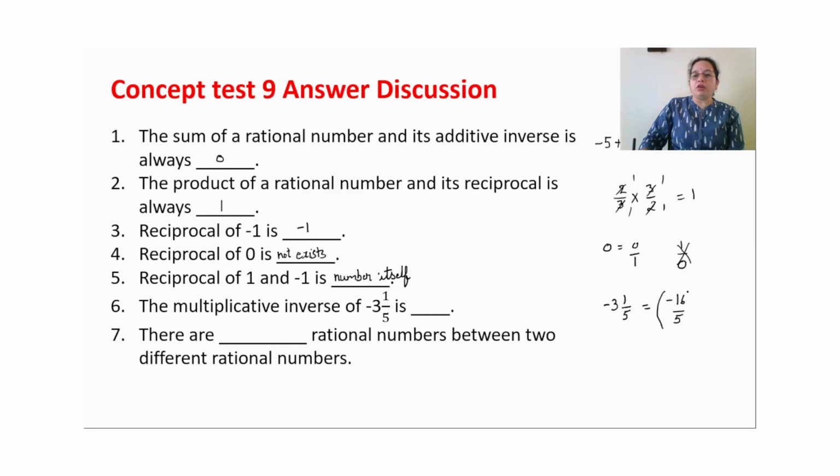Reciprocal we denote by this minus 1. This I have already explained in my earlier slides. So this will now become 5 upon minus 16. This is also correct, and the minus sign we always write with the numerator. So minus 5 upon 16. So both the answers are correct. There are infinite rational numbers between any two rational numbers.